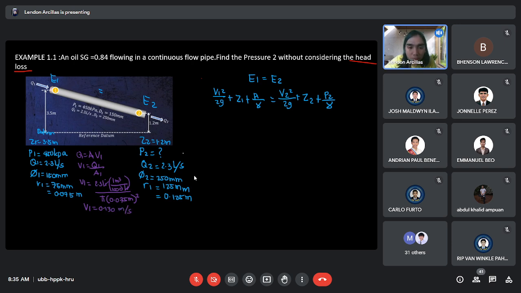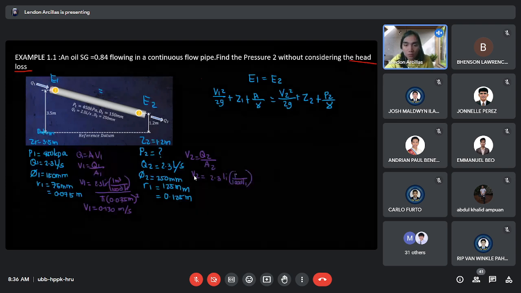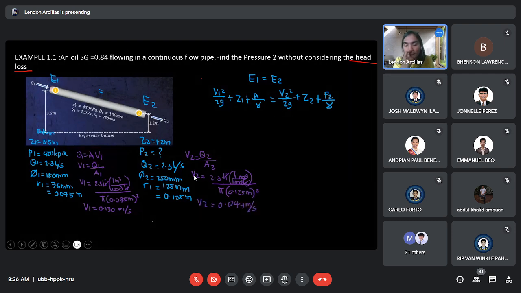Okay, ganun din yung formula to find the velocity 2. But we're using the Q2, which is equal to Q1 or the discharge 1, over the area at 2. The velocity here is equal to 2.3 liters. Convert ko lang to cubic meter. Area 2 is pi. Ang radius 2 is 0.125. Velocity 2 is 0.047 meters per second.